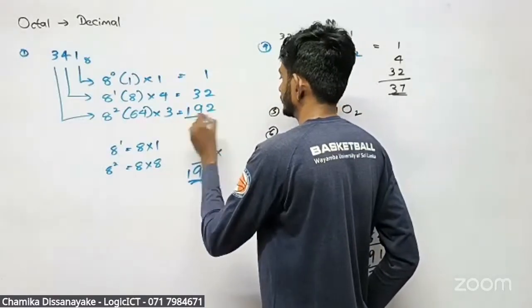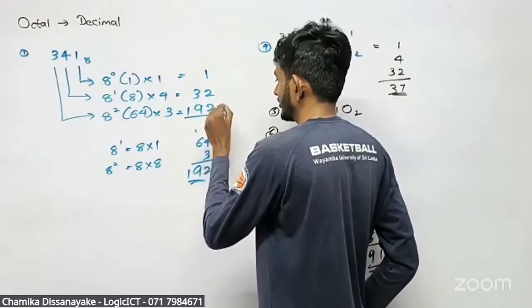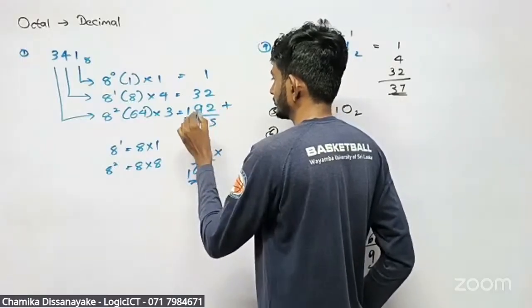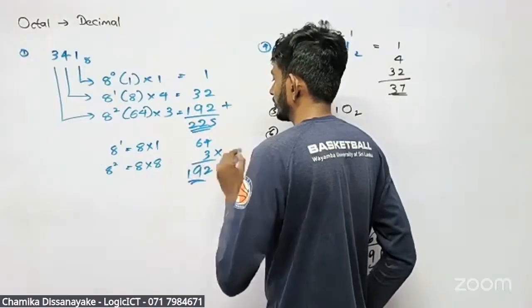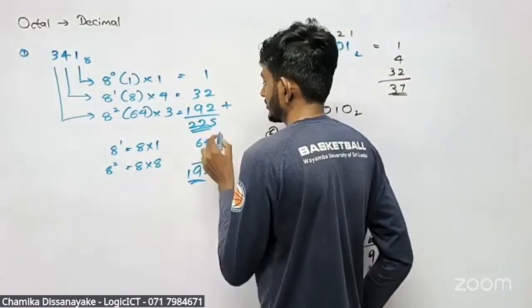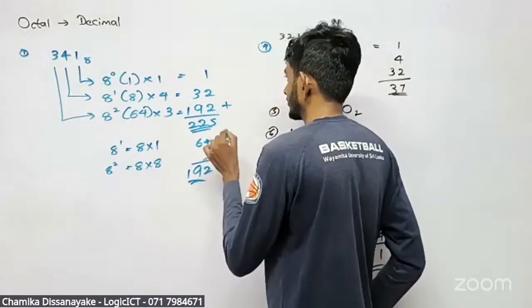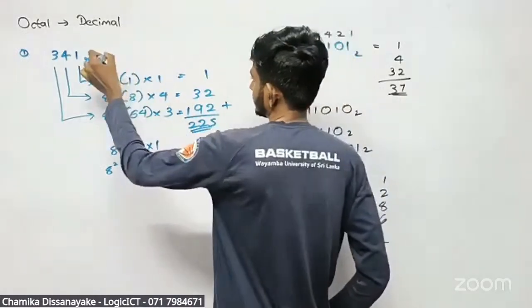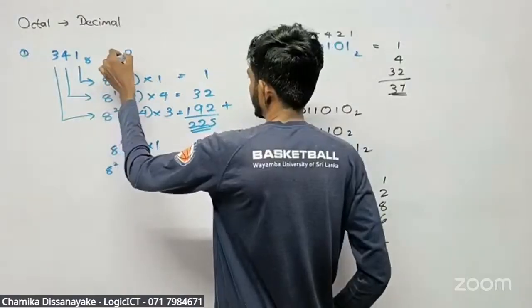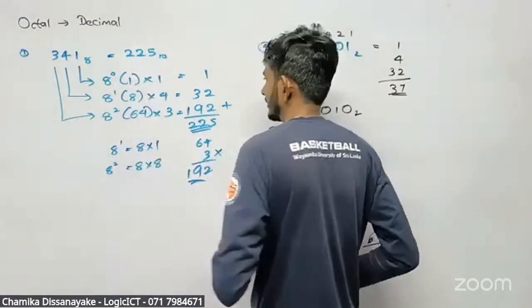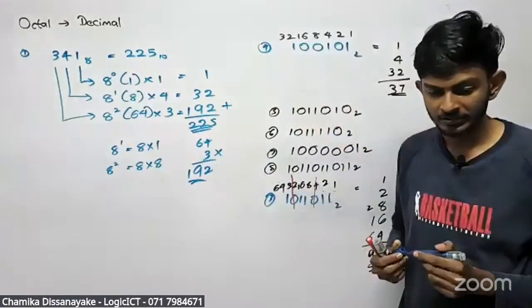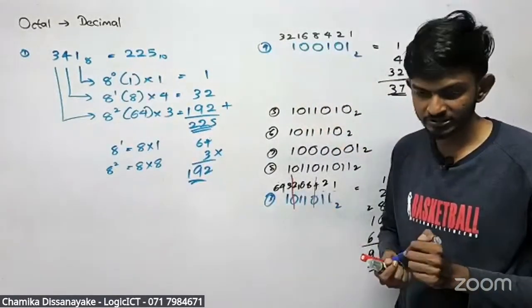192. Okay. Then you have to just add these things. Here 5, 2, 2. 225 is the correct answer. Okay, I can write it as 225 in the 10th base. Okay. Is this okay? Did you get the method?